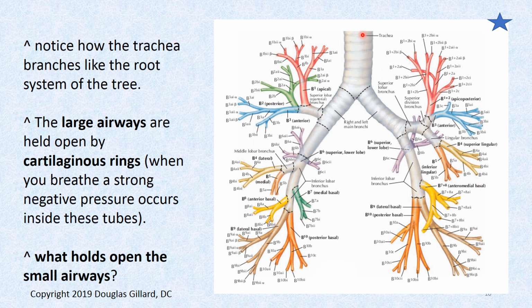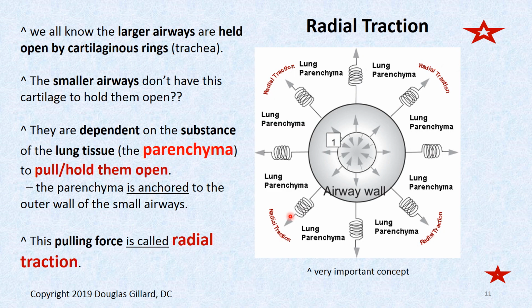What holds it open in the bigger pipes is this cartilage. In the smaller pipes, what holds open, if there's no cartilage in the smaller pipes? Something called radial traction. This is a very important concept. So in a bronchiole here, here's a tube. It doesn't have any cartilage, so if you take a breath, this would collapse if it weren't for the substance or the parenchyma of the lung itself.